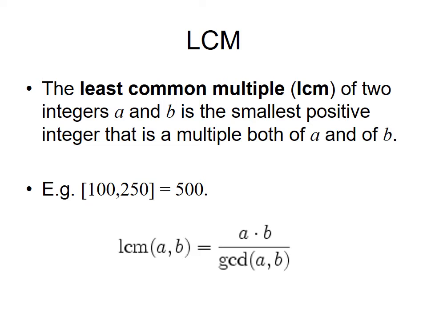Least common multiple goes above the numbers, the smallest positive integer that's a multiple of both. So you go above them, but you go to the first thing, the smallest number that's a multiple of both. And then there's this fact about LCM and GCD. The LCM and the GCD multiply to the product of the original two numbers.